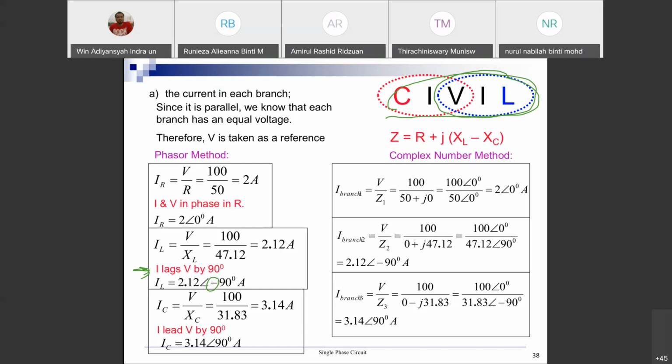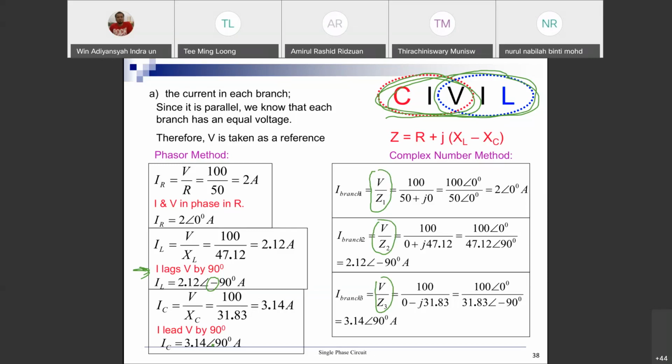What about C? C here is positive. Why? This is for capacitive. Look at this one, the red circle here. Capacitive, I leads V by 90 degrees. So I leads V, leads means positive then. So it's positive. This is for phasors. If you compare to the complex number method, the formula is all the same here.